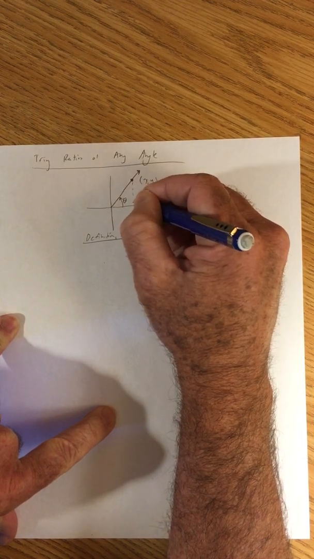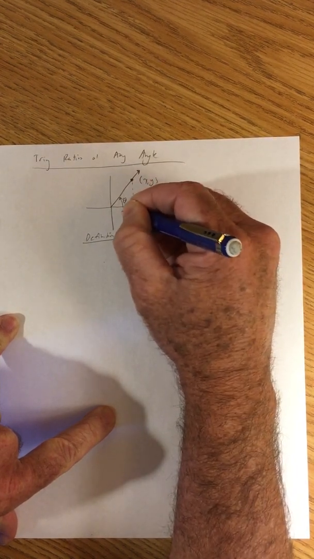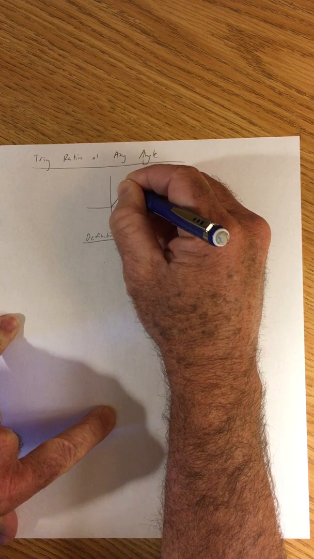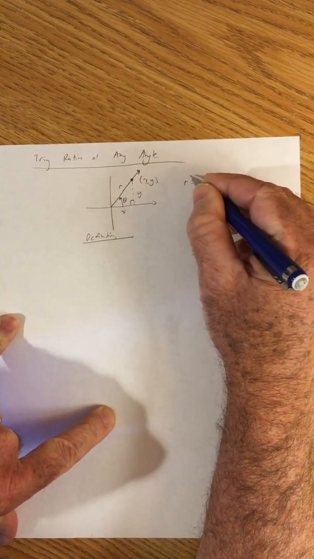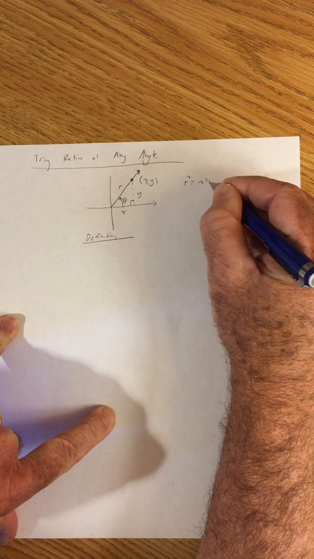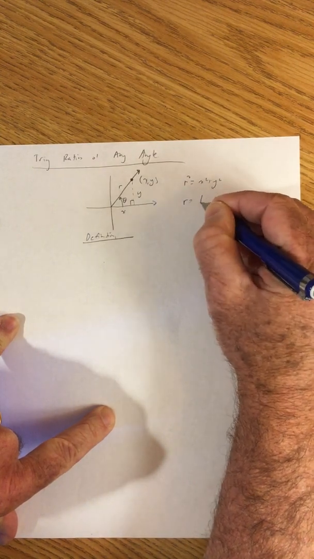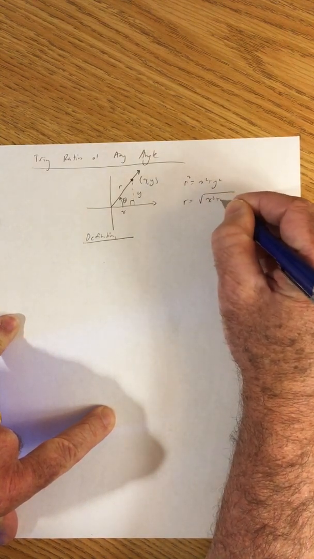First of all, we construct a little right triangle here, and this is side x, that's side y, and we're going to call that side r. Because of the Pythagorean theorem, r squared is equal to x squared plus y squared. So r is equal to the square root of x squared plus y squared.